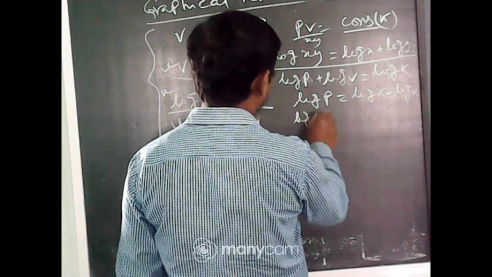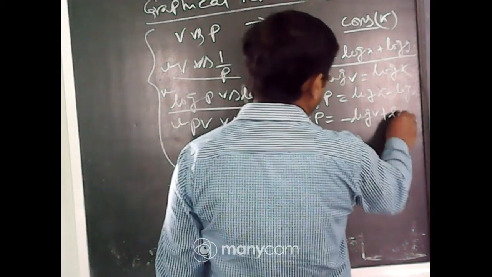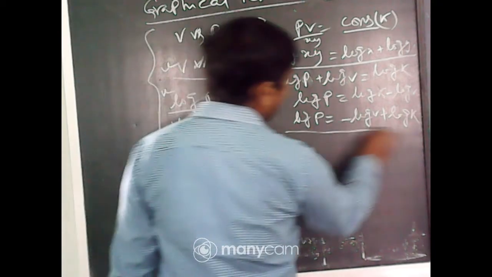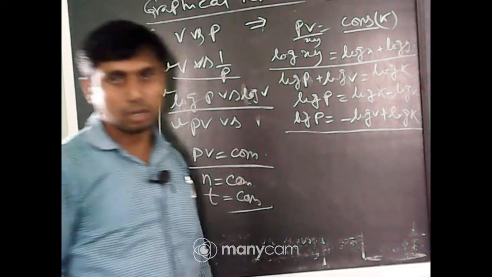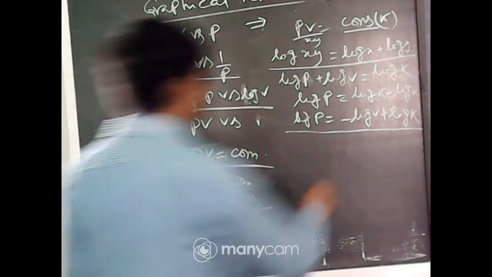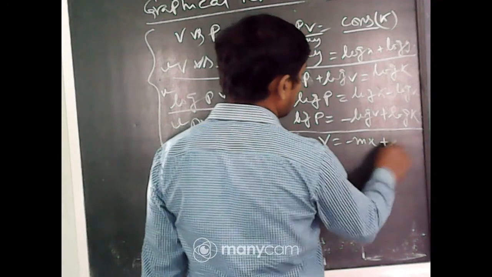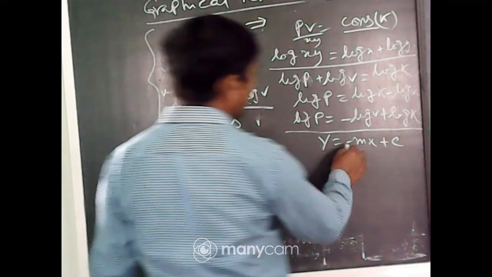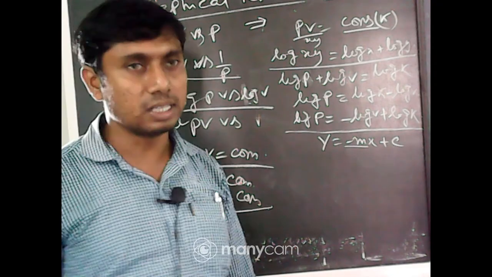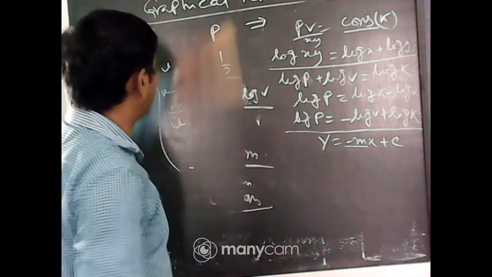Rearranging it, log p equals minus log v plus log k. Now, this is the equation of a straight line, in the form y equals minus mx plus c. This m, that is the tangent, is negative, that is, the gradient is negative here. So, I am rubbing this part.